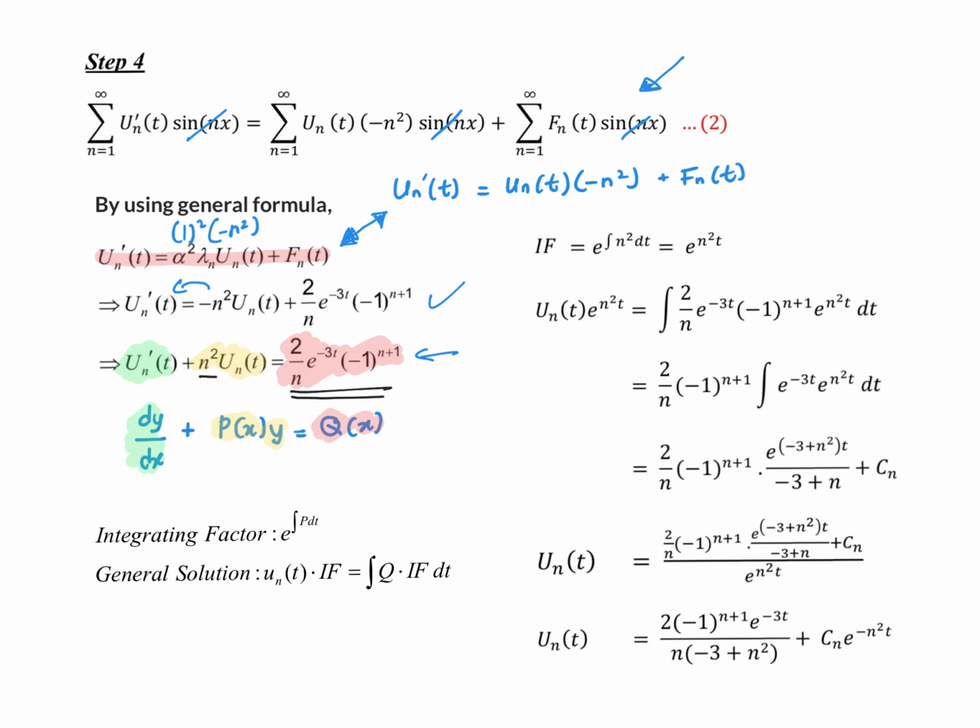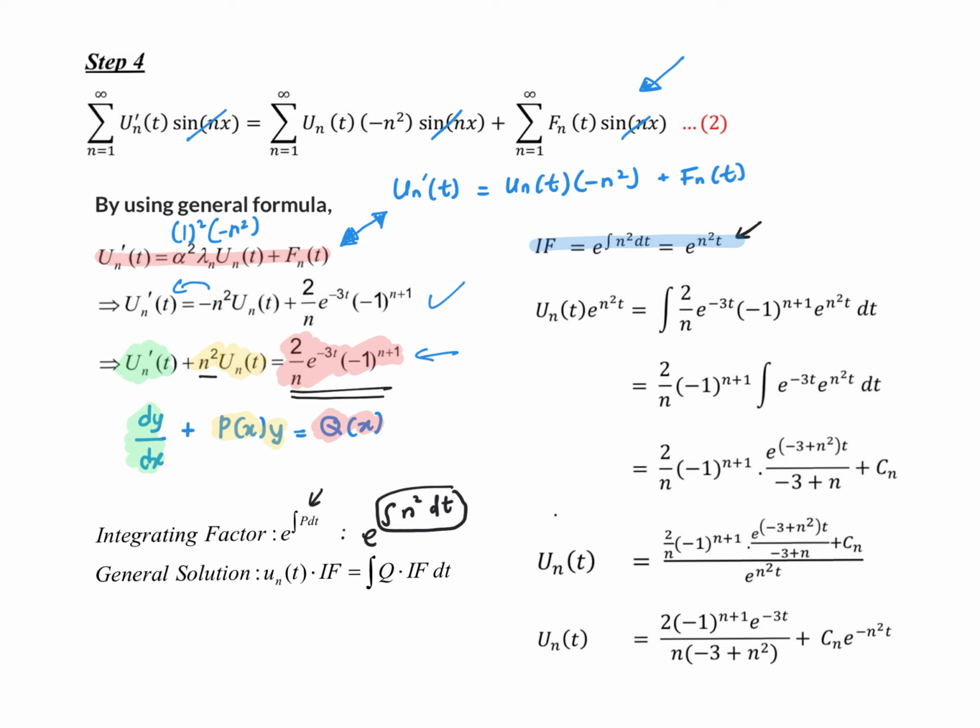Now we just use the formula of the integrating factor, where we have e to the power of integral p dt. So we just substitute our value of p, which is n^2. So we will have e to the power of integral of n^2 dt. And then just solve this integral. We will get e^(n^2 t).